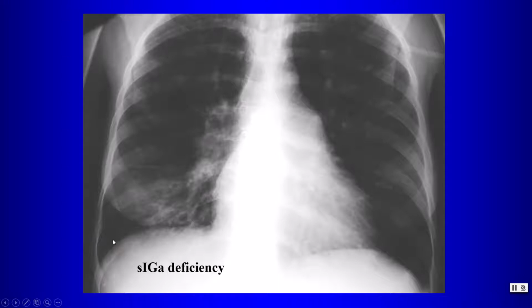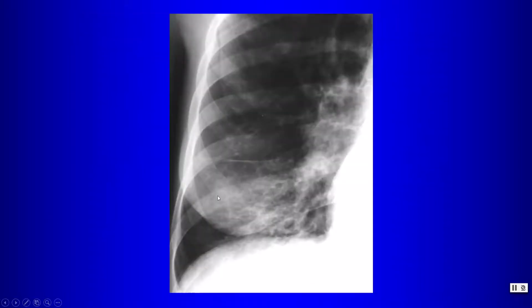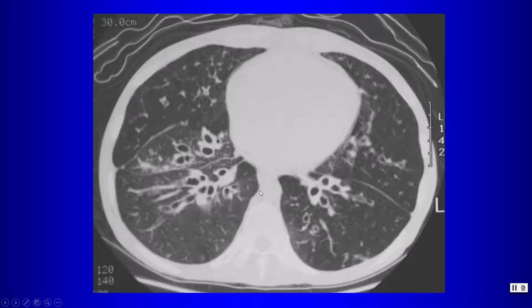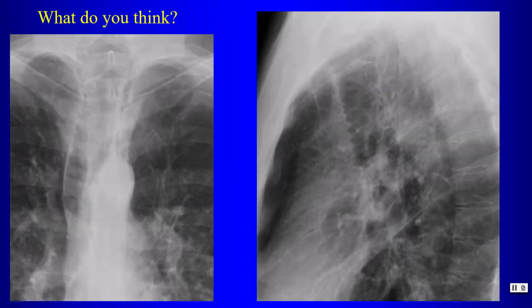Now, there are other immunodeficiencies that can also result in bronchiectasis. There's a whole host of them. This is an example of a patient with secretory IgA deficiency resulting in recurrent infections and bronchiectasis here again within a lower lung distribution, confirmed here on the CT scan. So any underlying immunodeficiency predisposing the patient to recurrent pulmonary infections can be a cause of bronchiectasis.